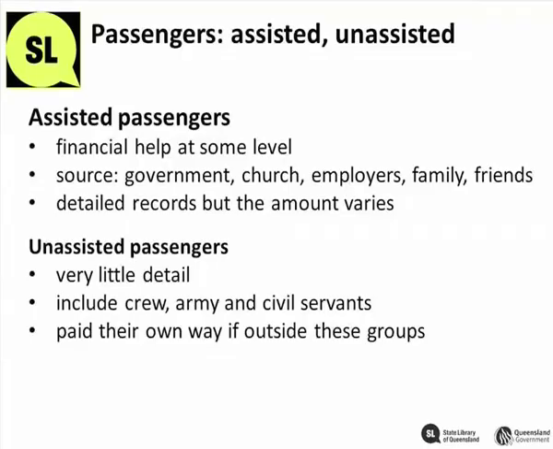Niles has already covered the fact that there were various schemes under which people could arrive. It's worth just remembering them. There could be financial help at some level from the government, from the church, as we saw from the Salvation Army, the Church of England, the Catholic Church and so on, employers, family and friends. There can be detailed records, but the amount varies according to the schemes involved and who was making the records, who the individual sometimes was.